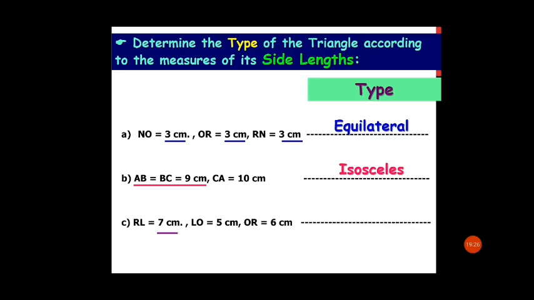Then RL equals 7 centimeter, LO equals 5 centimeter, OR equals 6 centimeter. So all sides are different. So here it's scalene triangle.